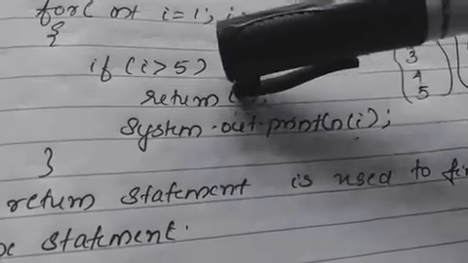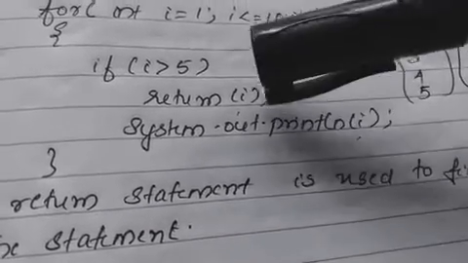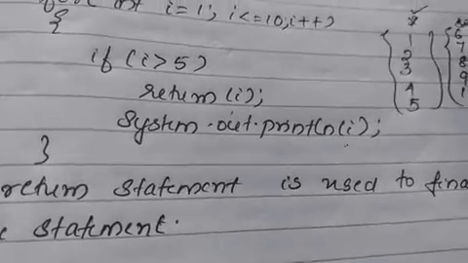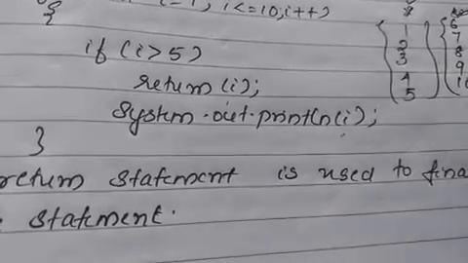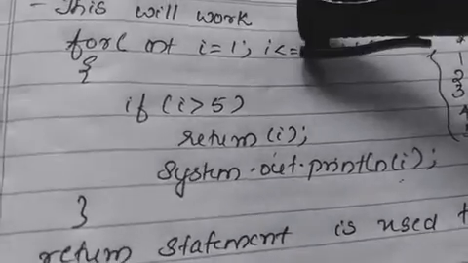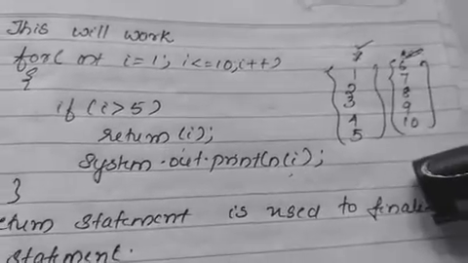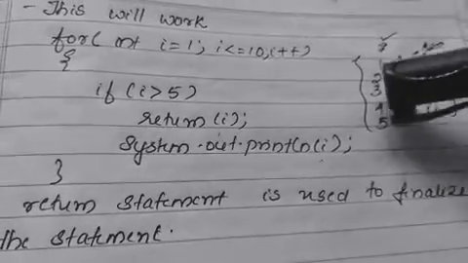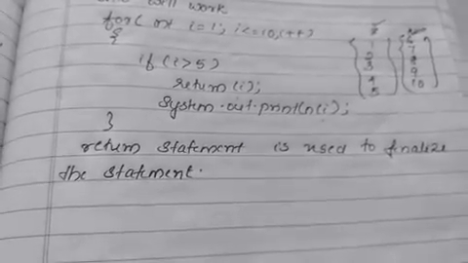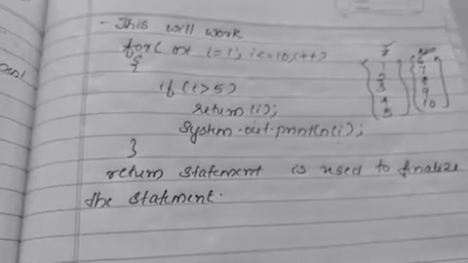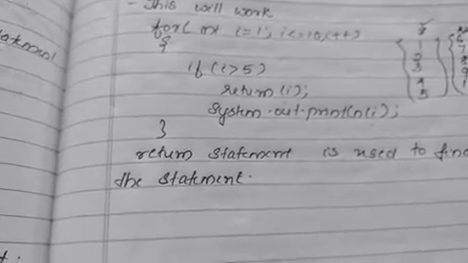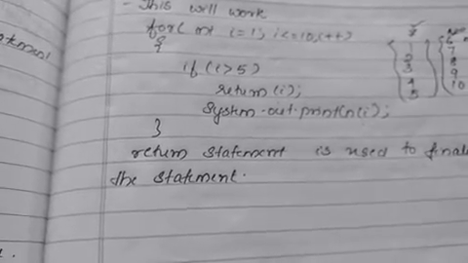When we return the value, what happens? The statements after the return statement won't be executed. So the values of i, that is 6, 7, 8, 9 and 10, will not be printed. From 1 to 5 only it will be printed. So the return statement is used to finalize the function. These are the things to be kept in mind while declaring the return statement. I hope you get a brief idea of functions and the return statement.